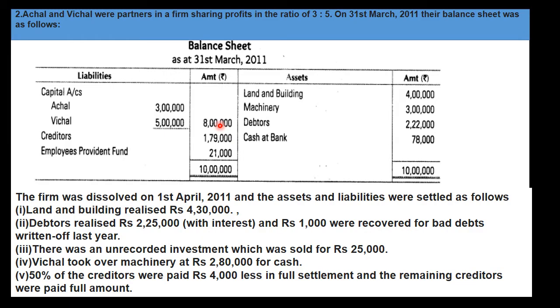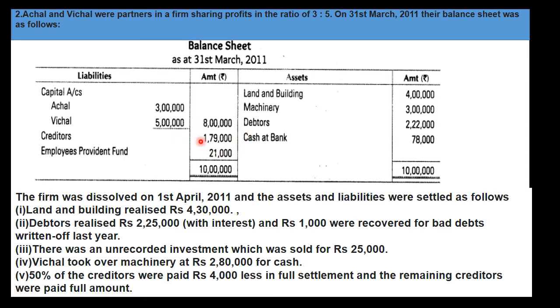Now for better understanding of full-fledged problem, I am taking one more full-fledged problem from T.S. Grewal. In the given question, Achal and Vichal were partners. They were sharing profit and losses in the ratio 3:5. On 31st March 2011, their balance sheet was as follows. Achal's capital is 3 lakh and Vichal's capital is 5 lakh, which will be transferred to their capital account.